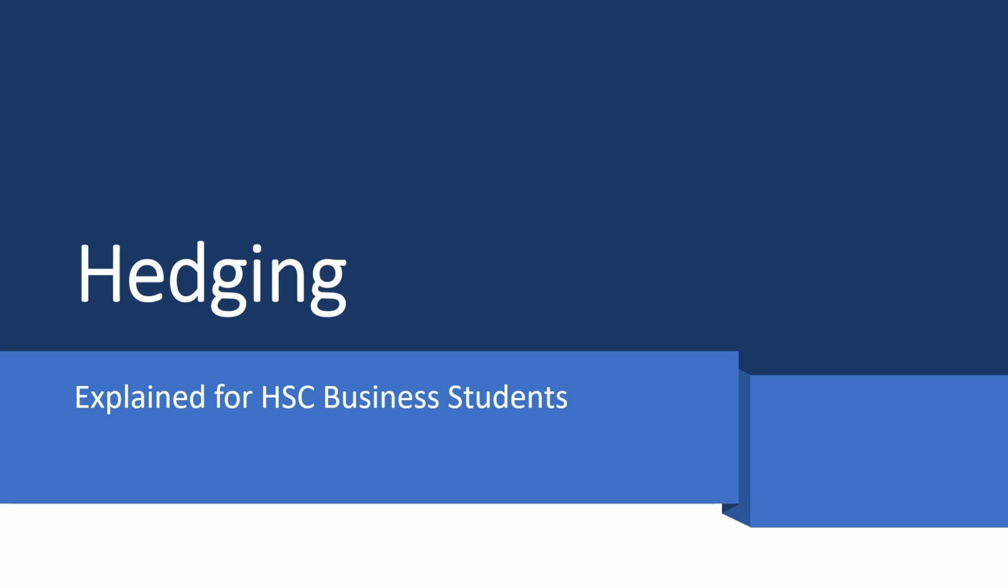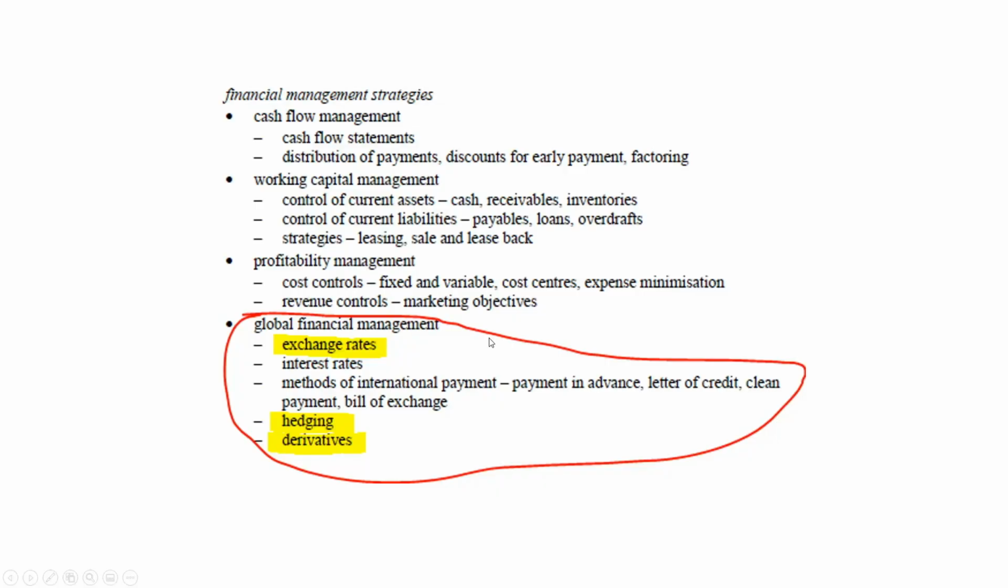In today's lesson, we're going to try to cover hedging, one of the most difficult topics for HSC Business Studies students. Before we get into the content, I would just like to go over where hedging is in terms of the overall syllabus. If you're astute, you'd probably notice that hedging is part of the global financial management section under the finance topic. And for your own benefit, I would say try to link hedging to exchange rates and derivatives when you're making your own notes, because those three sub dot points are intrinsically linked.